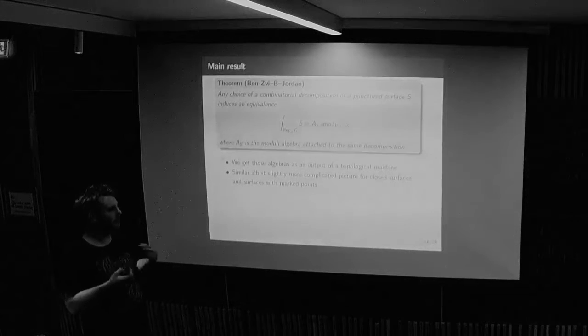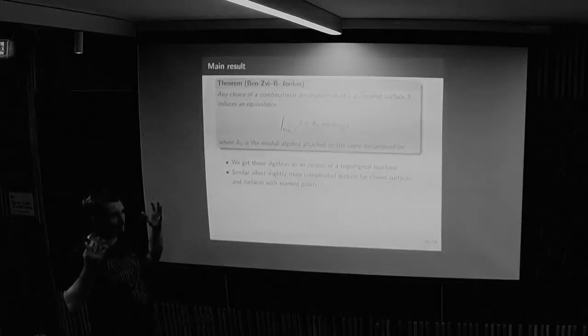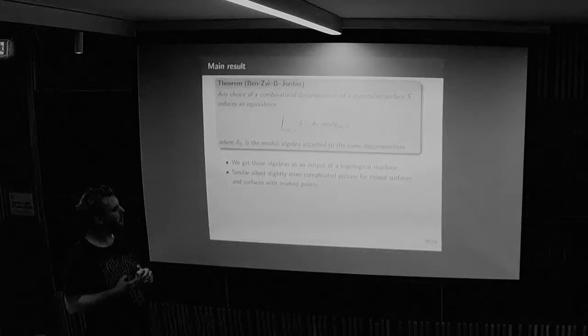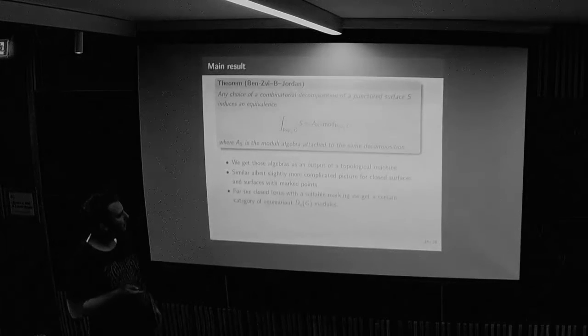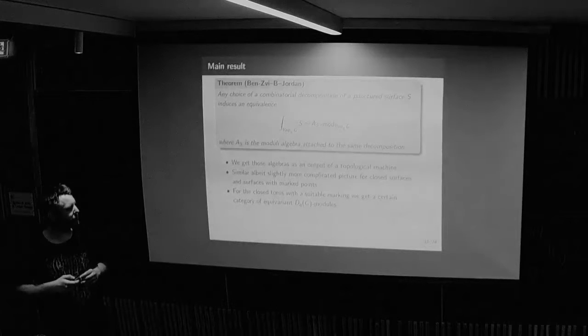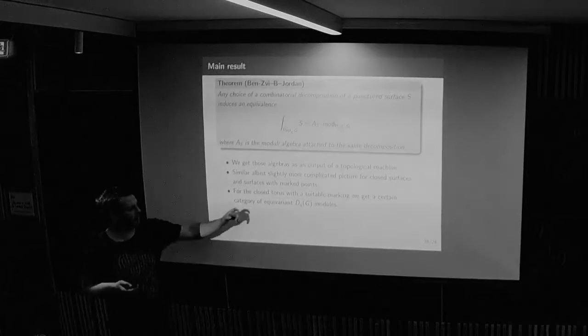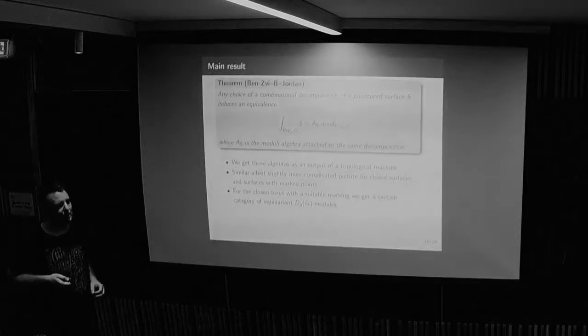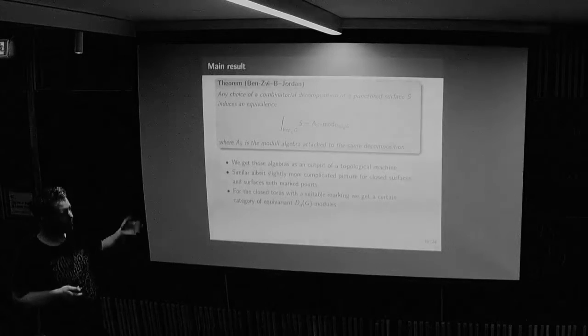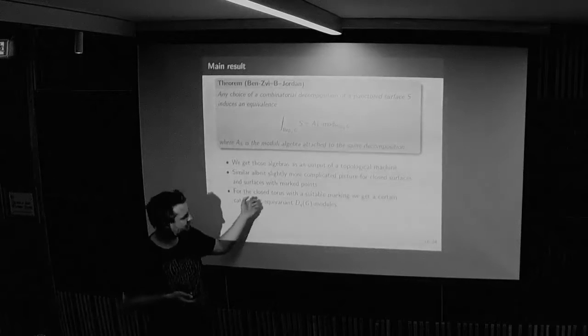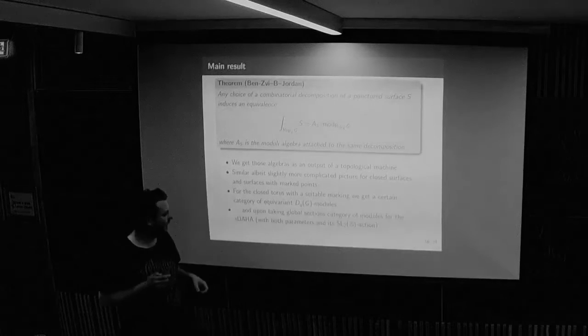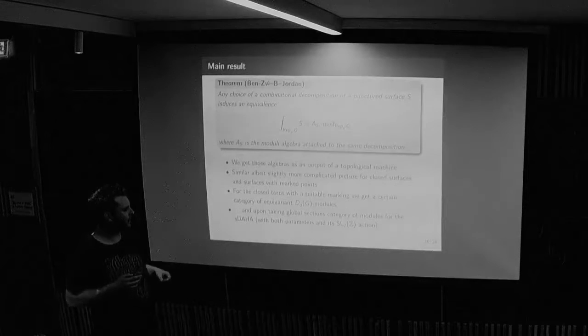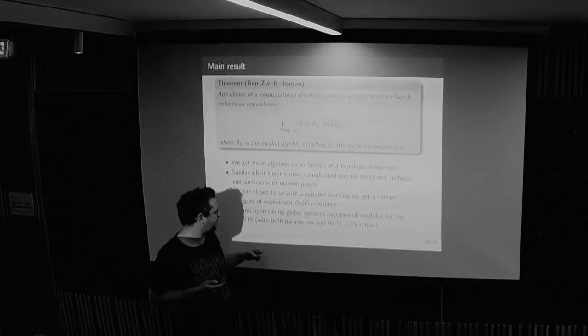We sort of developed a categorical machinery which is mimicking this stacky version of Hamiltonian reduction, and we have some explicit description of that. In particular, as Sam mentioned, for the closed torus we get some category of equivariant D-modules, and if you add some marked point on your torus, marked by some appropriate conjugacy class, you get some variant of this category.